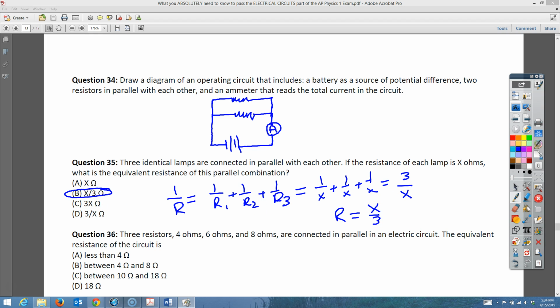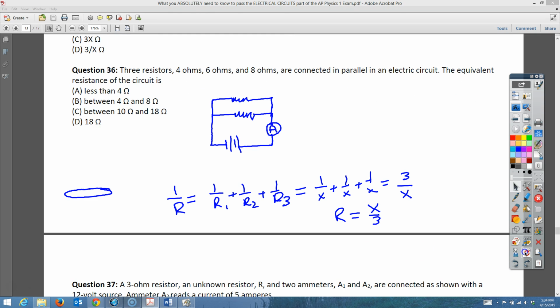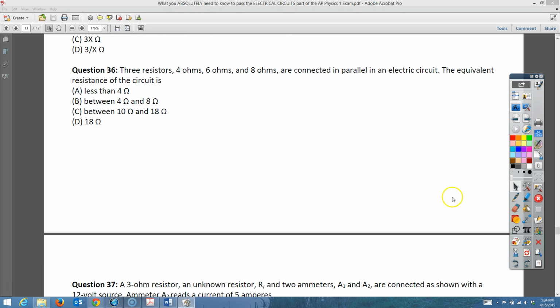For question number 36, it says there are 3 resistors, one of 4 ohms, one of 6 ohms, and one of 8 ohms. They're connected in parallel in an electric circuit. The equivalent resistance of the circuit is, so here we're going to do 1 over the total is equal to 1 over 4 plus 1 over 6 plus 1 over 8. And when we add these up, you're going to find out that the total resistance should always be less than the smallest resistor. So our smallest resistor here is 4. And so our answer is simply just A.